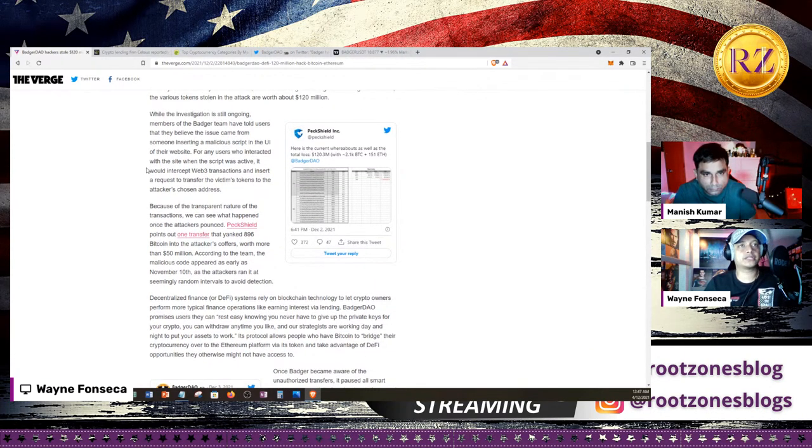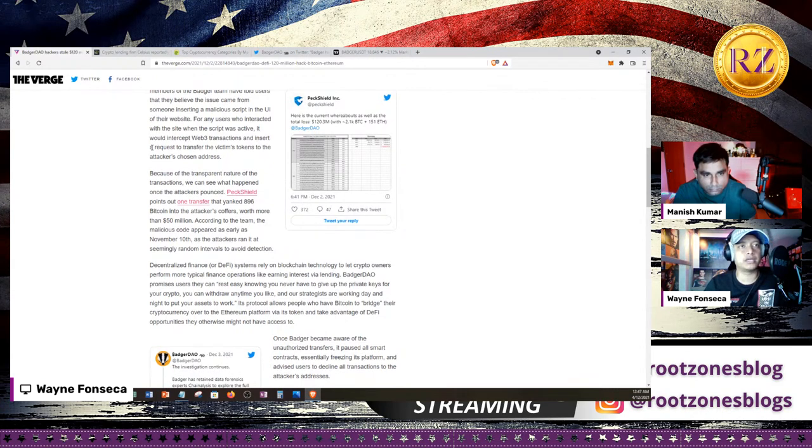While the investigations are still ongoing, members of the Badger team have told users that they believe the issue came from someone inserting a malicious script in the UI. UI means user interface of their website. So for any users who interacted with the site when the script was active, it would intercept the Web3 layer transactions and insert a request to transfer the victim's tokens to the attacker's chosen address. This is almost like a man-in-the-middle attack. Manish most likely will cover this because this is his domain.